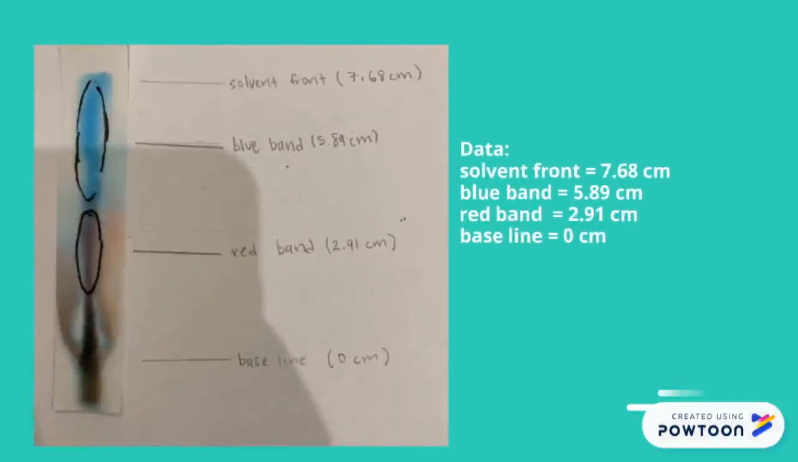Here's our data. The baseline is marked at 0 centimeters, and we base the rest of the measurements off of our baseline. If you notice, the baseline is not the lowest point of black ink, and that's because the ink, or some of it at least, leaked down into the solvent instead of moving up. The red band, which is sort of brown and pink, is at 2.91 centimeters, and the blue band is 5.8 centimeters. For the bands, you want to measure to the center of the band, not the top or the bottom of the band. This just keeps the data more consistent.